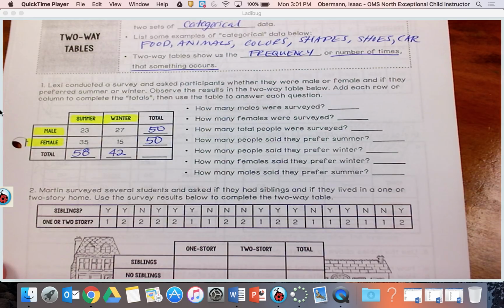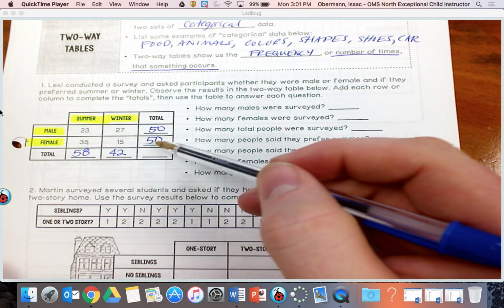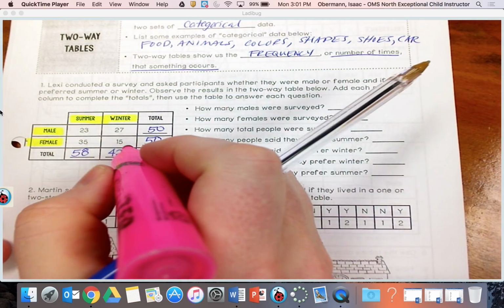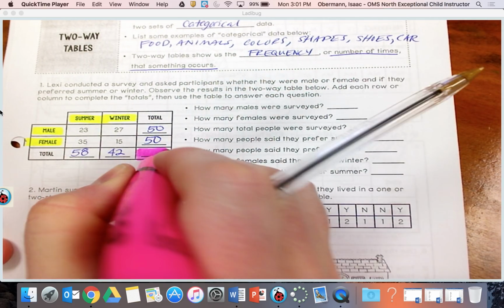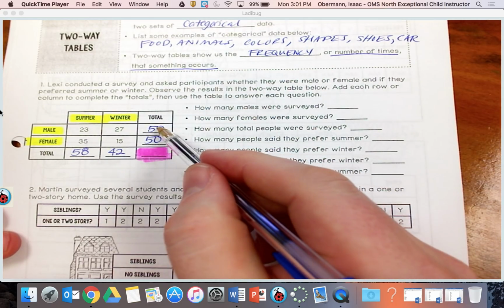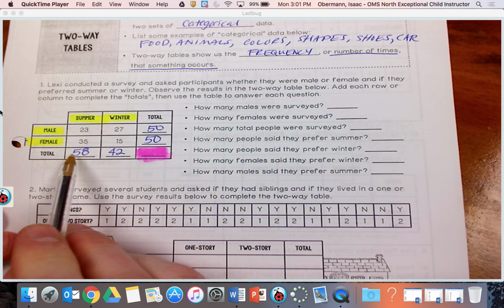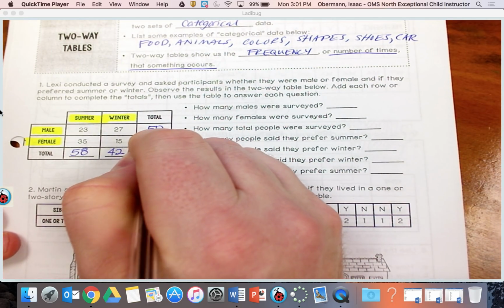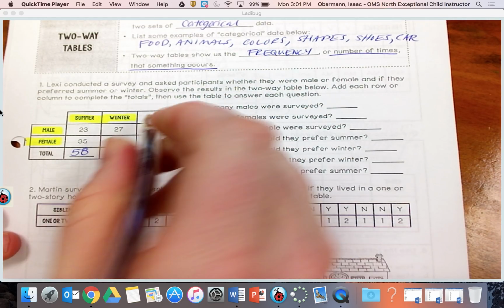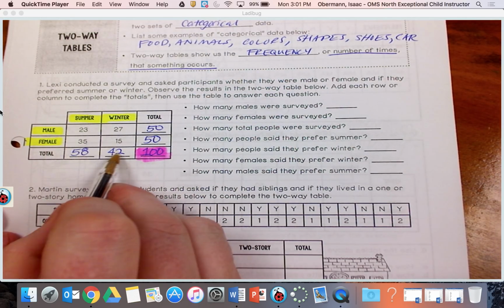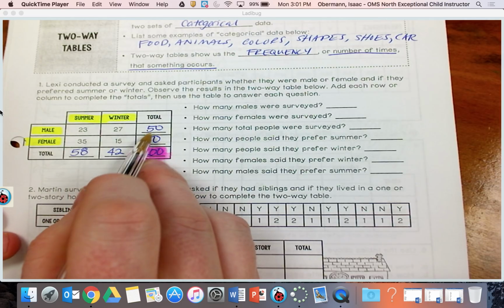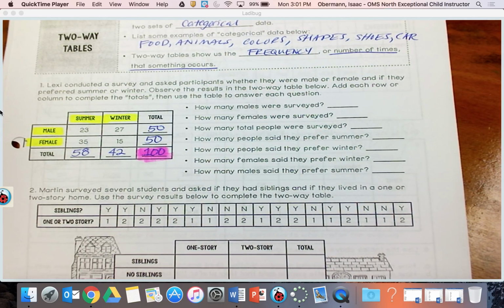What else does this tell me? This part right here in the pink box is going to add up to be the same. 50 and 50 is 100. 58 and 42 is 100. So my total amount should always add up. When I add these two numbers together, it should match adding the other two numbers together as well.